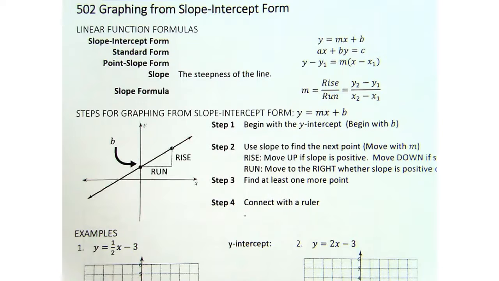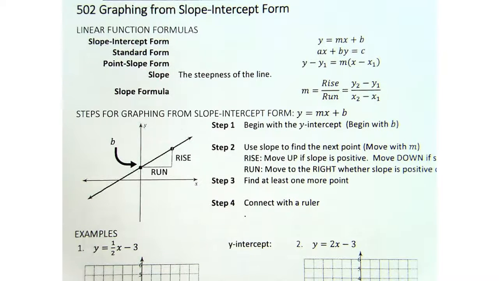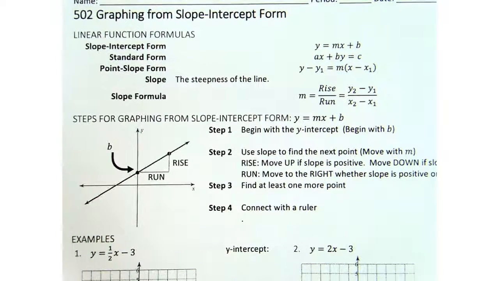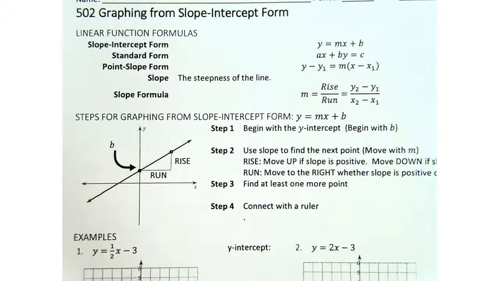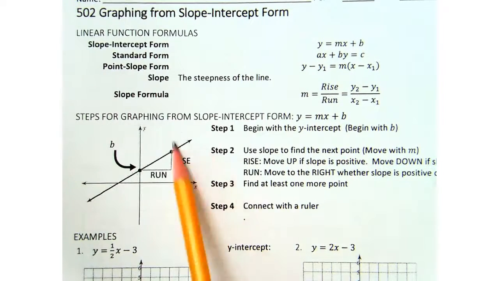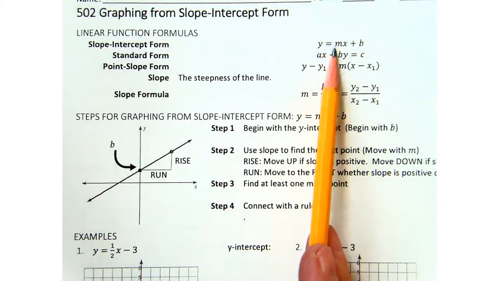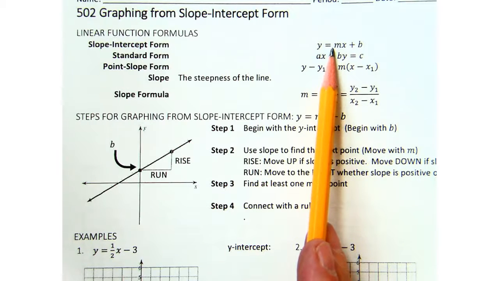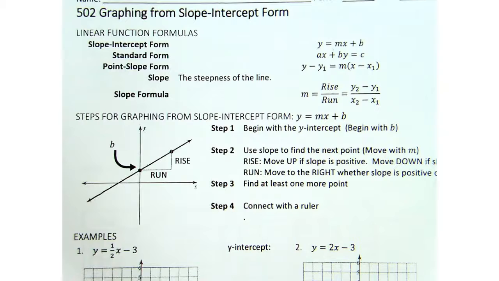Graphing from Slope-Intercept Form. In this lesson, we will learn how to graph the line from the y equals mx plus b form. This is called the Slope-Intercept Form. It begins with y equals, the coefficient of x is the slope, and the constant, b, is the y-intercept.